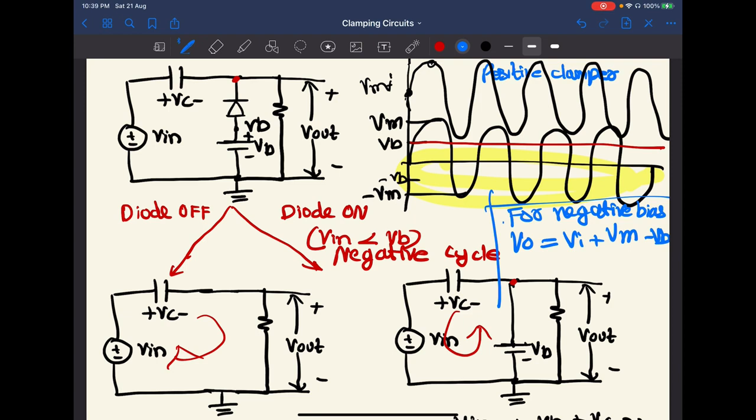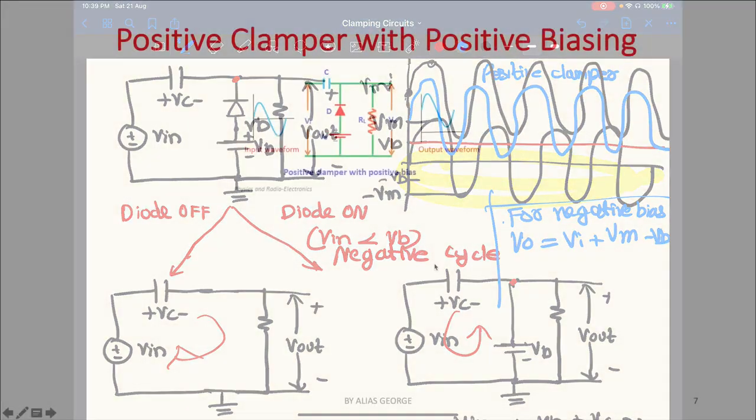So if we plot that in our waveform, it will be somewhat like this. So this is positive biasing and negative biasing. Both have equal use. That's all.